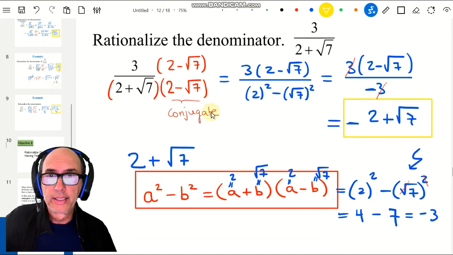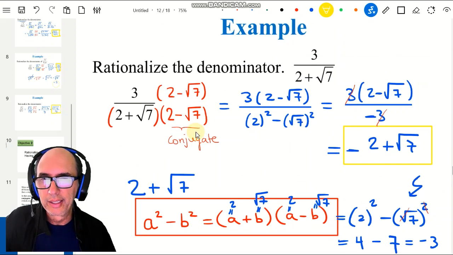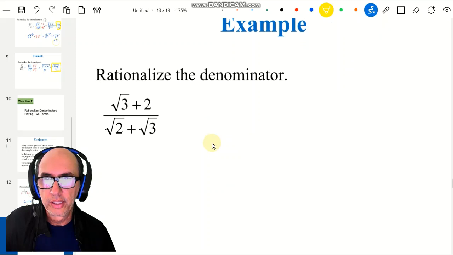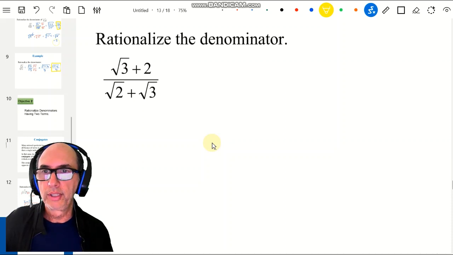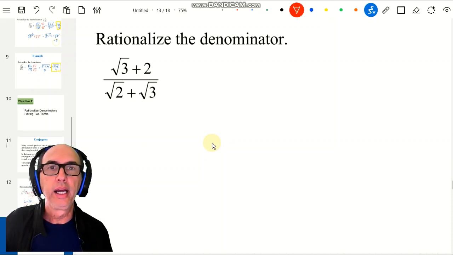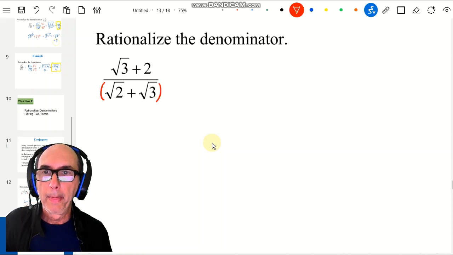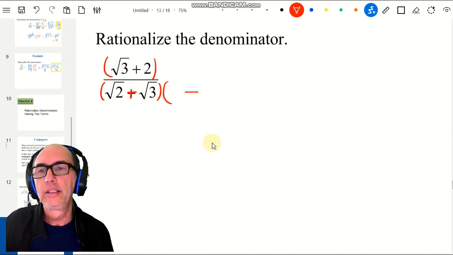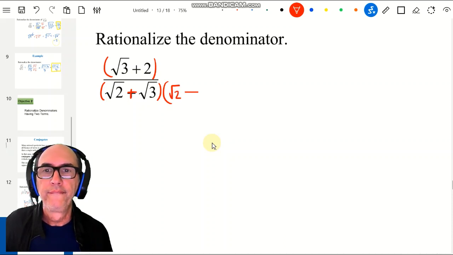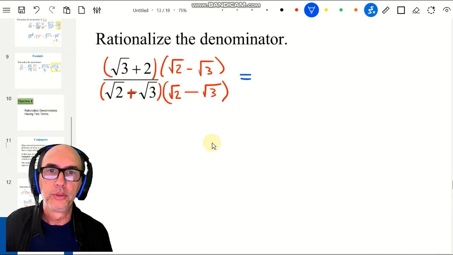Okay, let's check another example because this conjugate is a bit tricky. Rationalize the denominator. We have two terms on the denominator, and we're going to do the same thing as before. Multiply the denominator and the numerator by the conjugate. And the conjugate, if here we have plus, is going to be with minus. The square root of 2 minus the square root of 3. On the top, the same thing, the square root of 2 minus the square root of 3. And this equals. Just keep it for now.